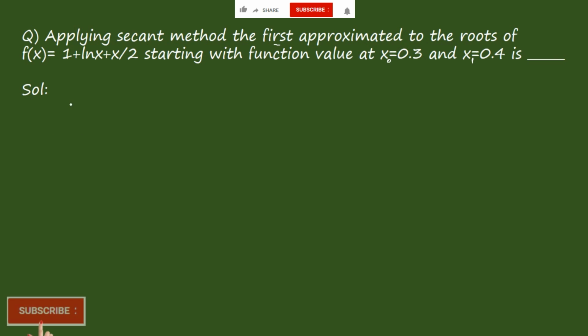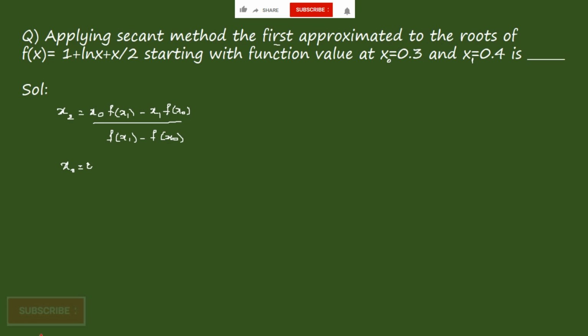By the secant method, we know the formula for it is x2 is equal to x naught f of x1 minus x1 f of x naught by f of x1 minus f of x naught, right? This is the formula, we know it. We have the value of x naught which is equal to 0.3 and we are given the x1 value which is equal to 0.4.